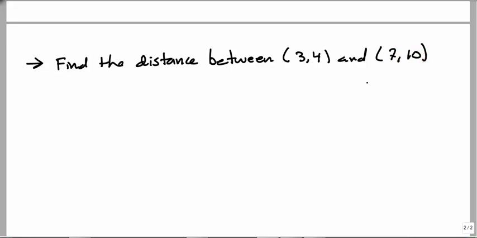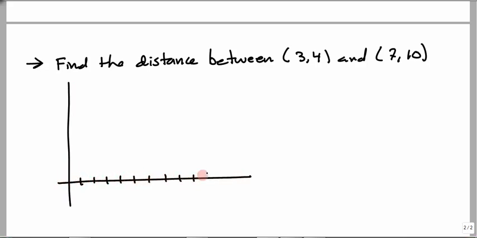Okay, so if we were to graph these points, 1, 2, 3, 4, 5, 6, 7.